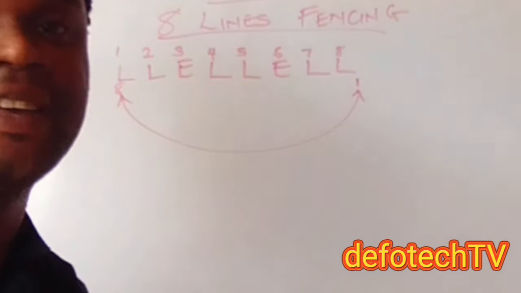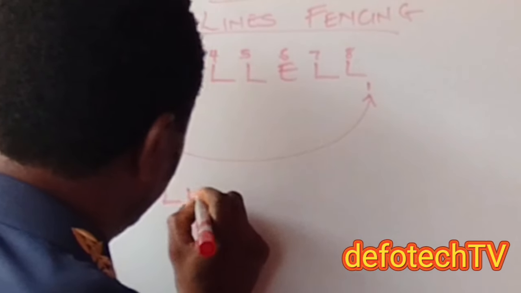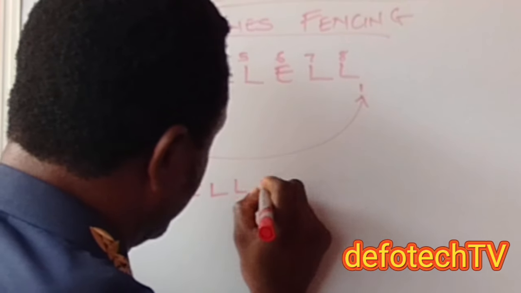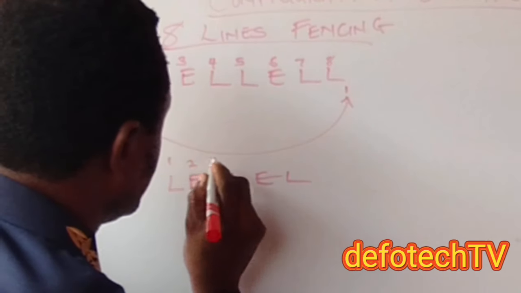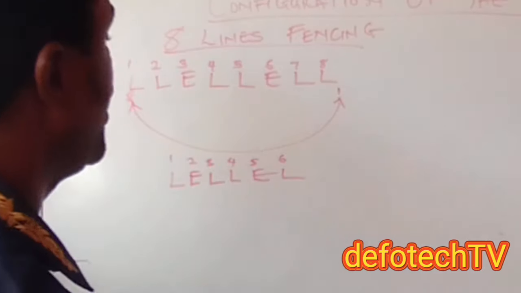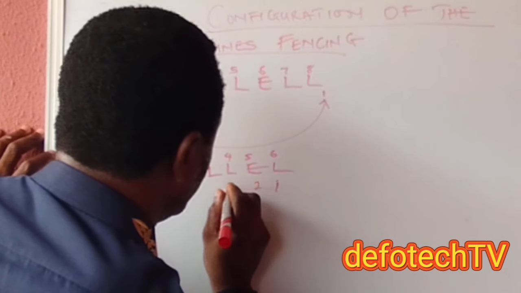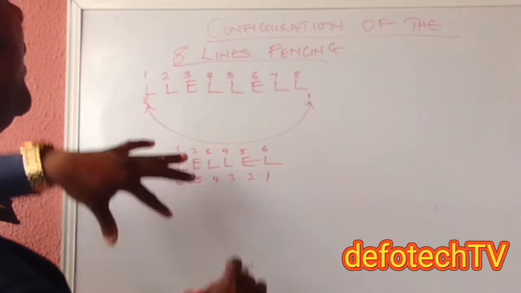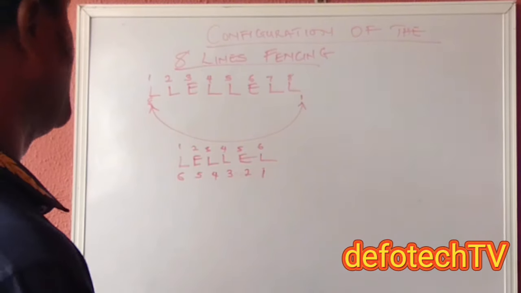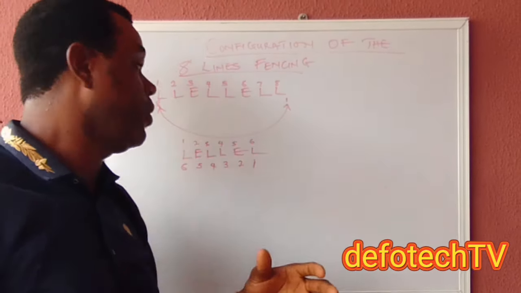Then, just like we have the six, like he said, the six is simple. The six, which we do this way: life, earth, life, life, earth, life. Now, irrespective, let's say we have this as number one, two, three, four, five, six. We can also have number six, five, four, three, two, and one. Irrespective of the direction, this configuration still stands. So that's why I said, immediately you understand the sixth line, you should understand the eighth line. But today, I'll be dwelling more on the eighth line configuration.